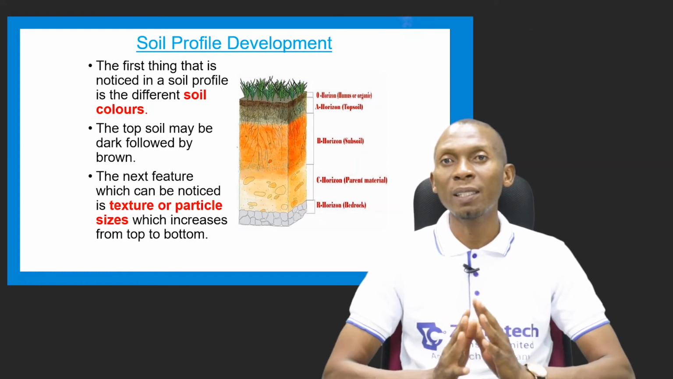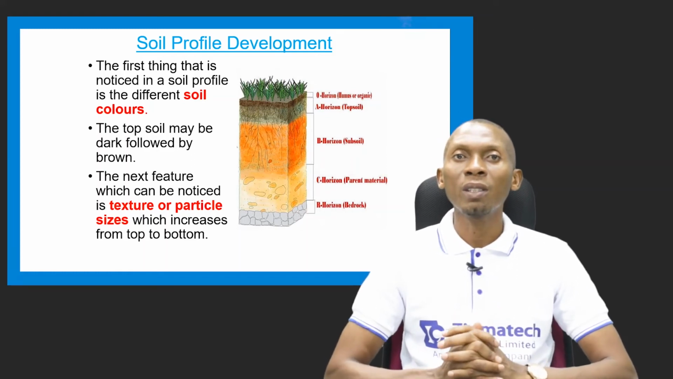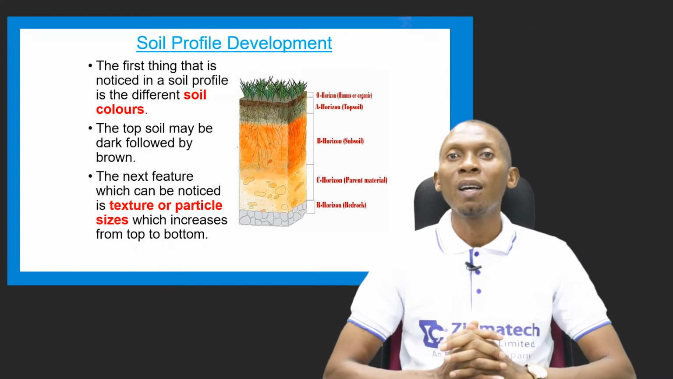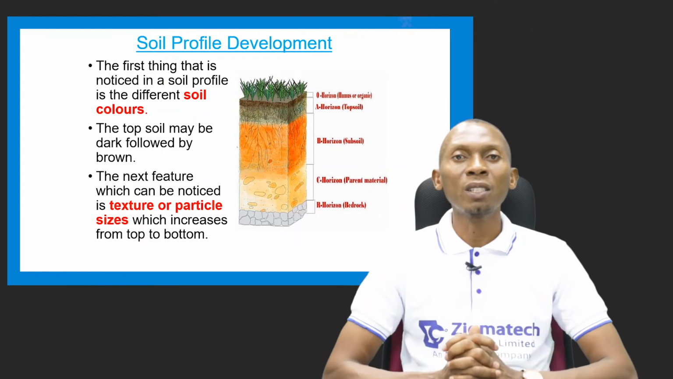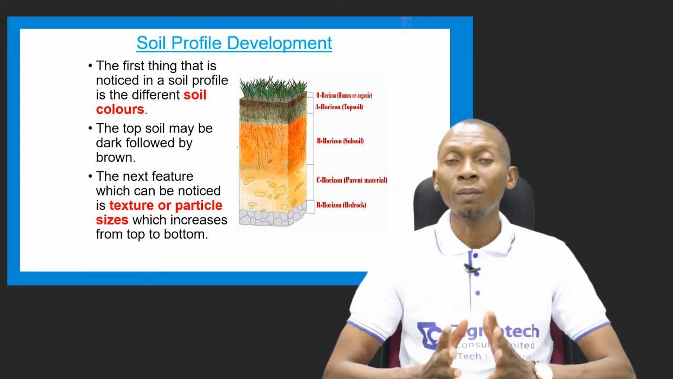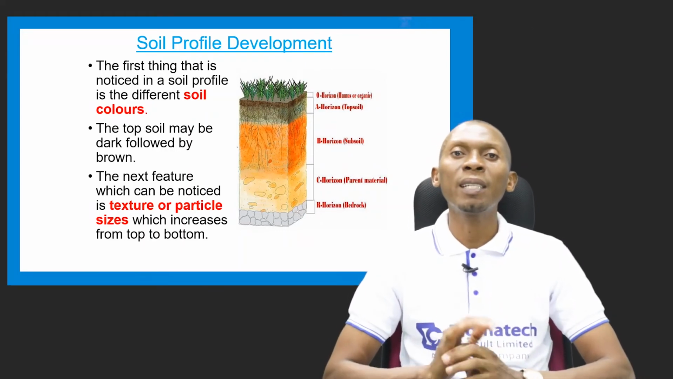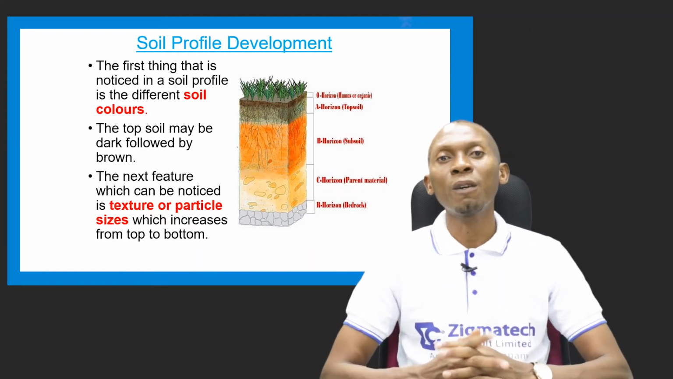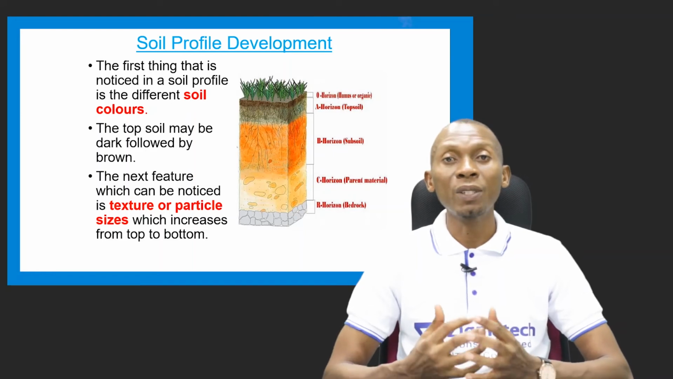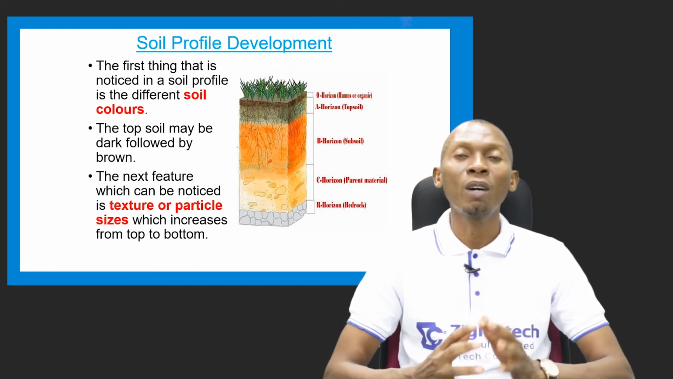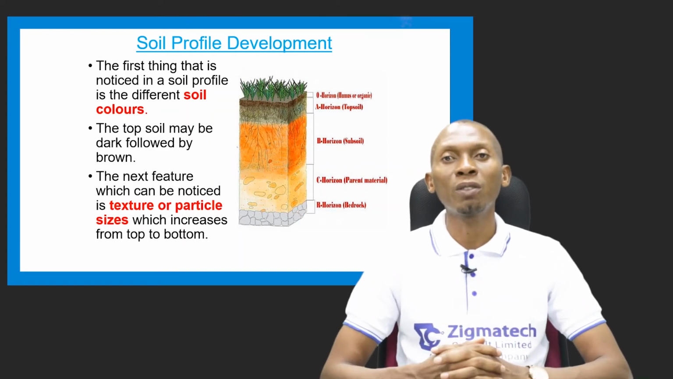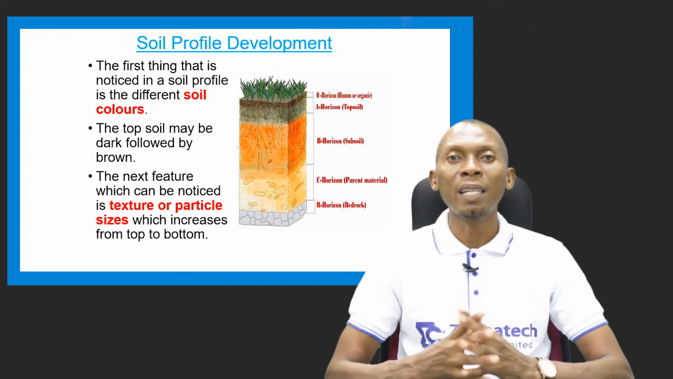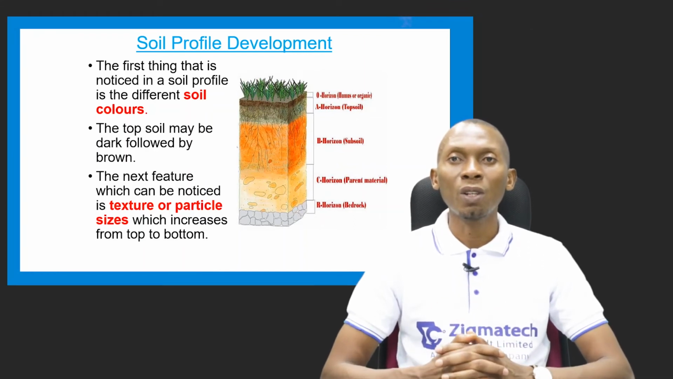So from that picture, you can see that there are different soil colors. The topsoil is usually dark, followed by brown, and so on. Then you can also see another feature observed in the soil profile, which has to do with the texture or the particle size. It increases in size from the top of the soil profile to the bottom. So as you go down to the bottom of the soil profile, you have larger sizes of particles of soil.